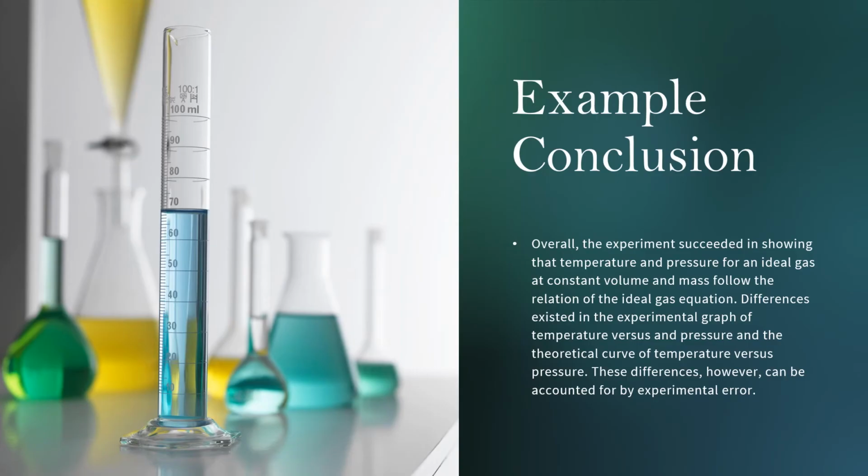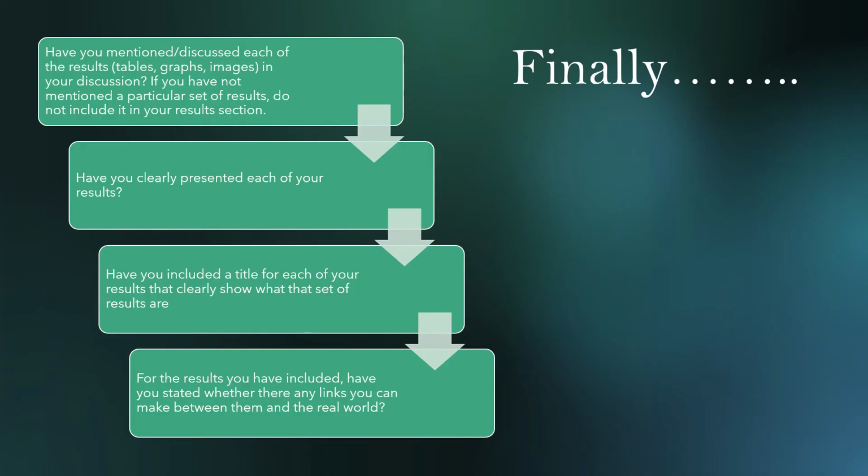So here's an example. You can read through this bit yourselves. So we're looking at, this one's for temperature and pressure for ideal gas. So have a quick read of this and you can reword it for your own prac. Finally, this is another tick box. You should go back and double check this.